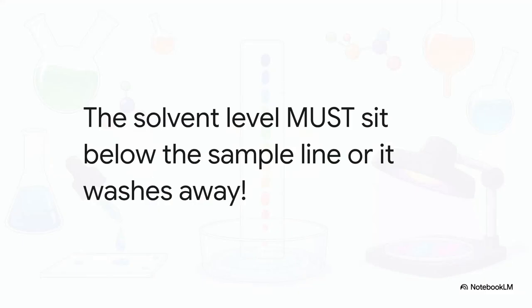Okay, before we proceed, I really have to emphasize the highest stakes rule in the entire lab. The solvent level in your chamber absolutely must sit below the pencil line you just drew. When we place this plate into the glass chamber with our 5 milliliters of solvent, if the liquid level is too high and touches those sample dots directly, the chemicals will instantly wash off the plate and dissolve straight into the solvent pool. The experiment is instantly ruined, and yeah, you have to start the whole shebang all over again.